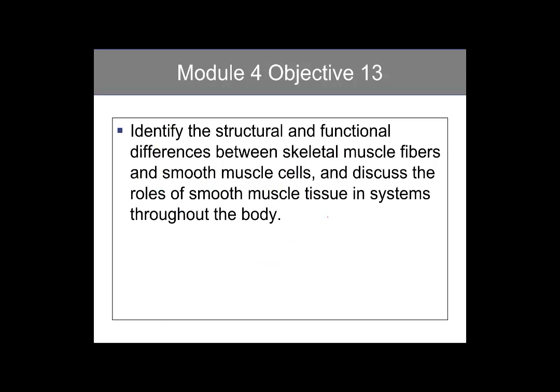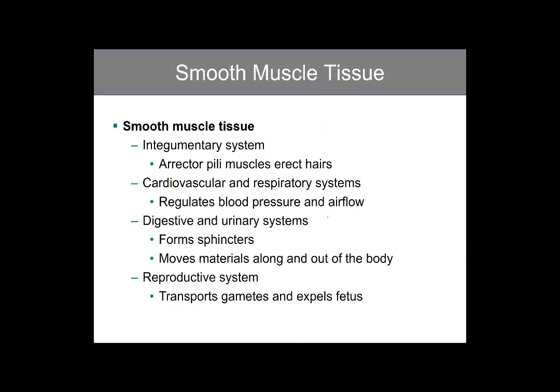In Module 4, Objective 13, we look to identify the structural and functional differences between skeletal muscle fibers and smooth muscle cells, as well as discuss the roles of smooth muscle tissue and systems throughout the body. Smooth muscle tissue is found throughout the body. If you consider the integumentary system, the erector pili muscles are smooth muscles. And remember, these muscles, when contracted, actually erect hairs, for thermoregulatory mechanisms.